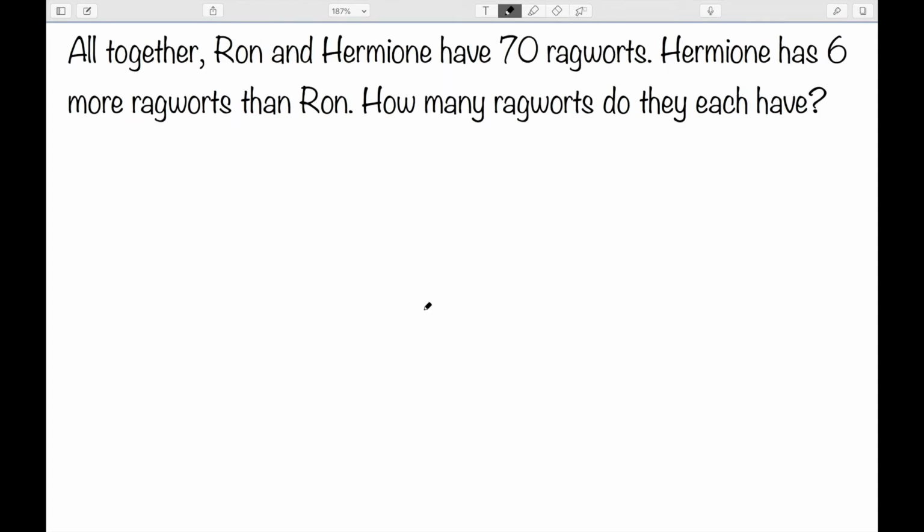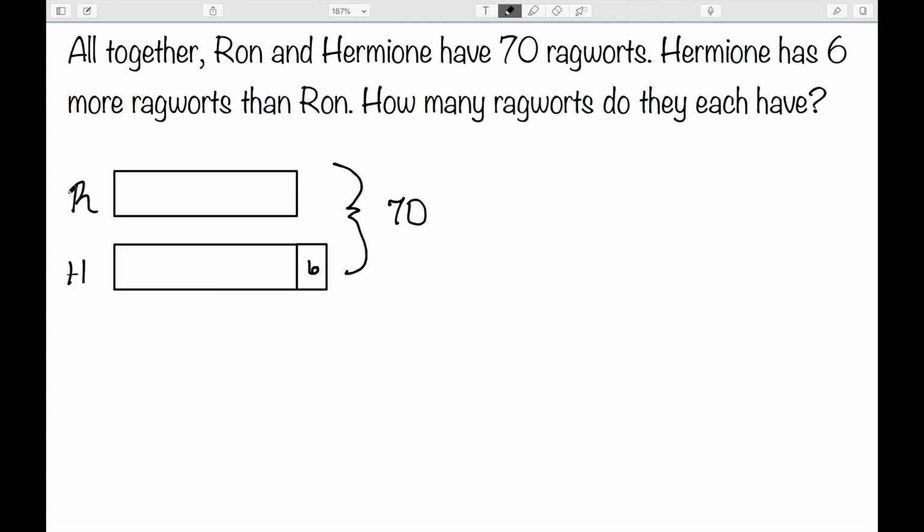The next example, altogether Ron and Hermione have 70 ragworts. Hermione has 6 more ragworts than Ron. So how many ragworts do they each have? Once again, I want to solve this using both a strip diagram and algebra related to the strip diagram. Here I have 2 strips. This first one represents how much Ron has. The second one is Hermione, where she has the same amount as Ron, plus an extra 6. And altogether, this has to represent 70.